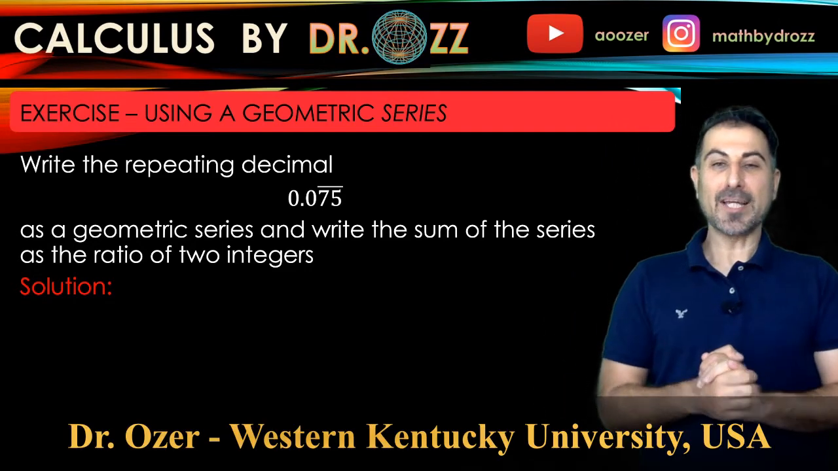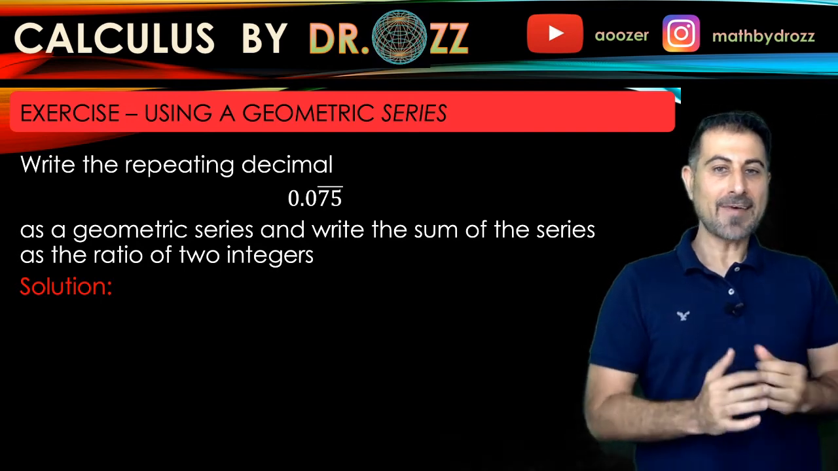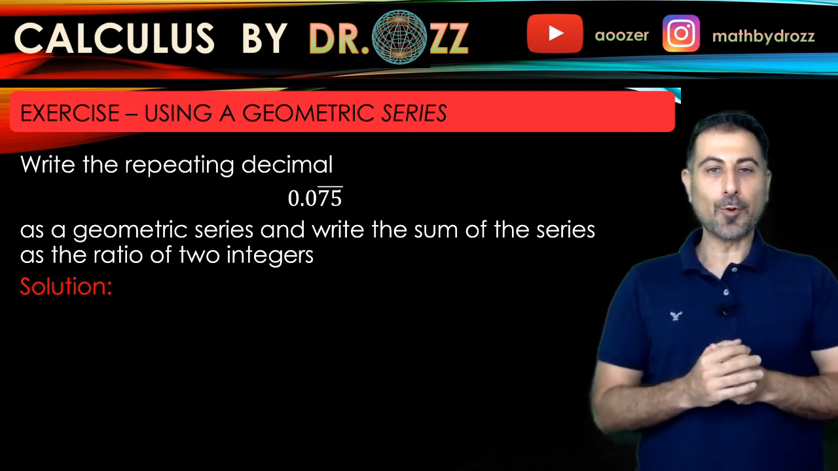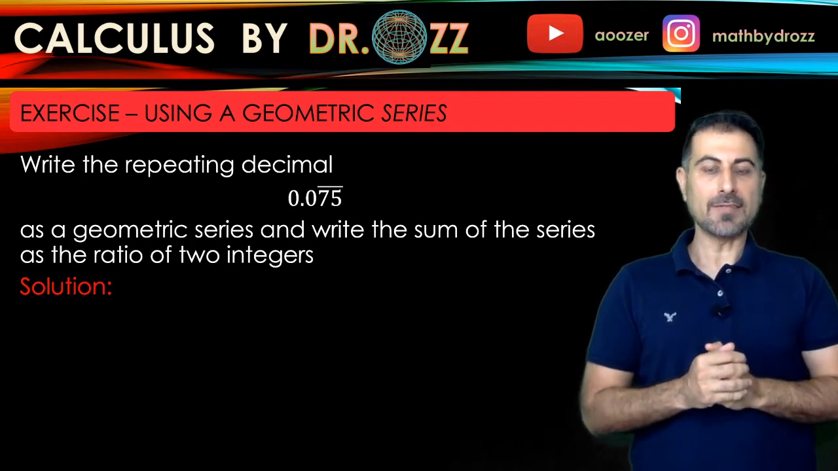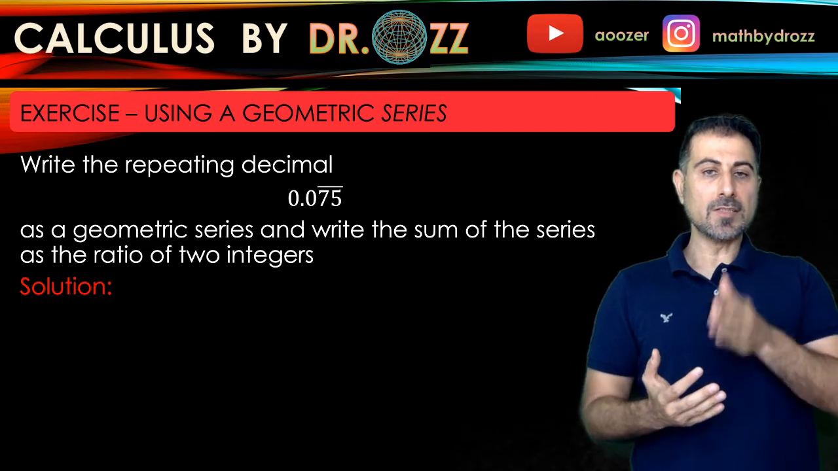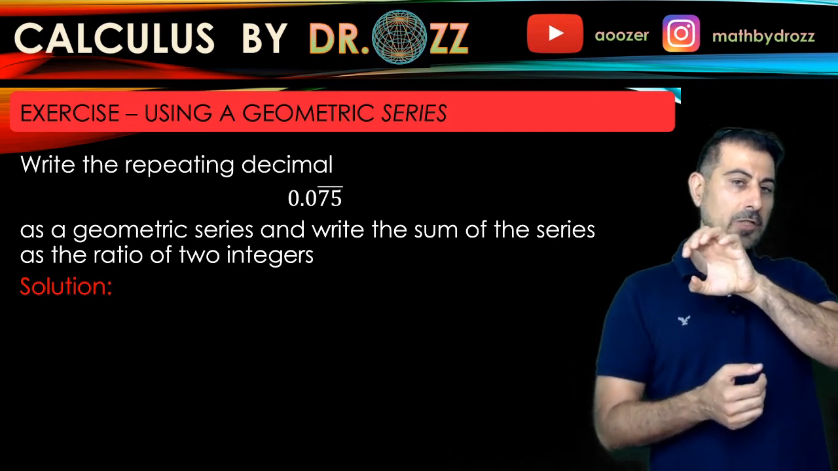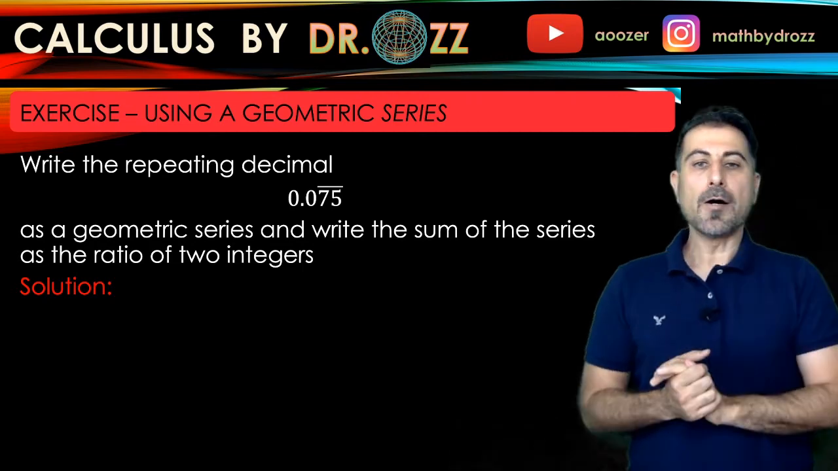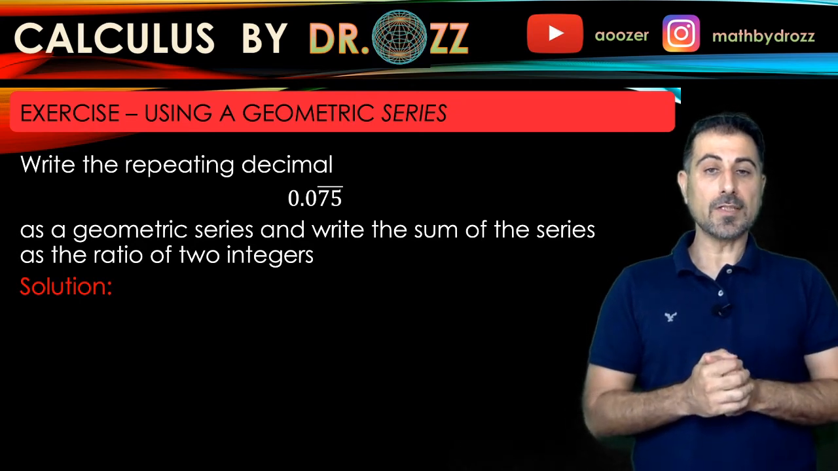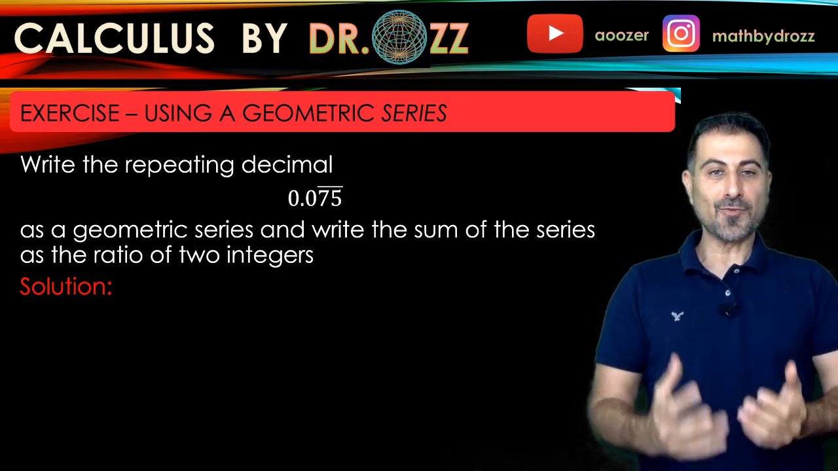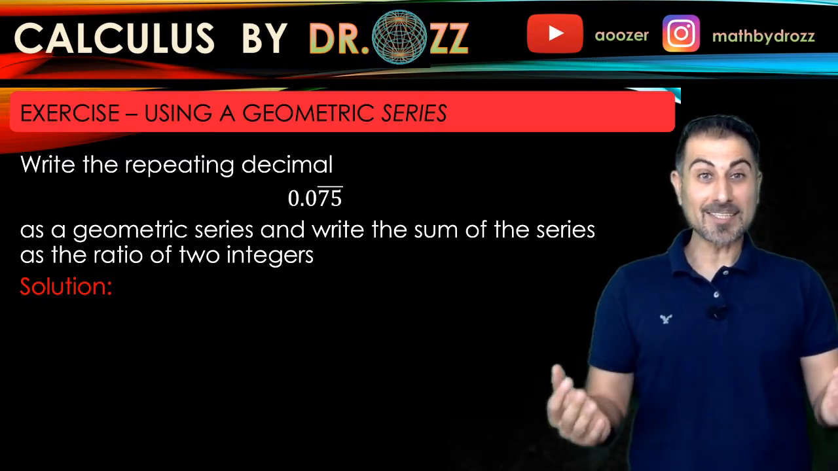Today we're going to use a geometric series to find the exact value of a repeating decimal, which is 0.075 with the bar at the top of 75, which essentially means that it's 0.075, 75, 75, and 75. So that 75 goes on infinitely many times. We're going to put that first in infinite series form, and we're going to use the formula for the convergence of a geometric series. All right, let's get started.